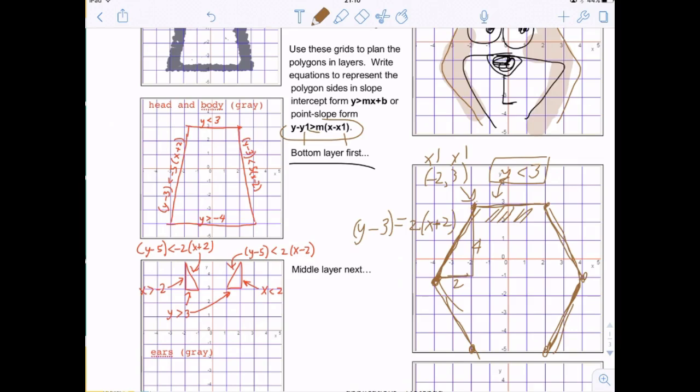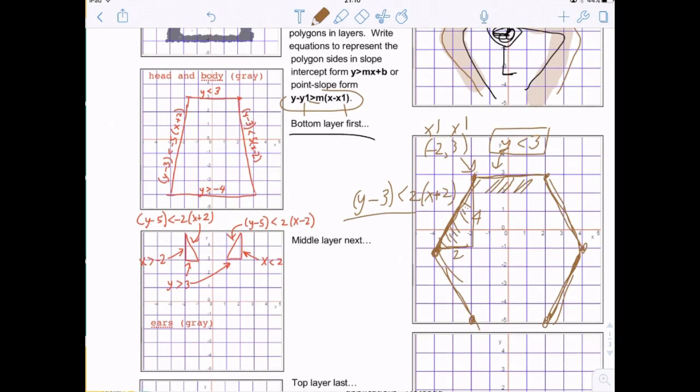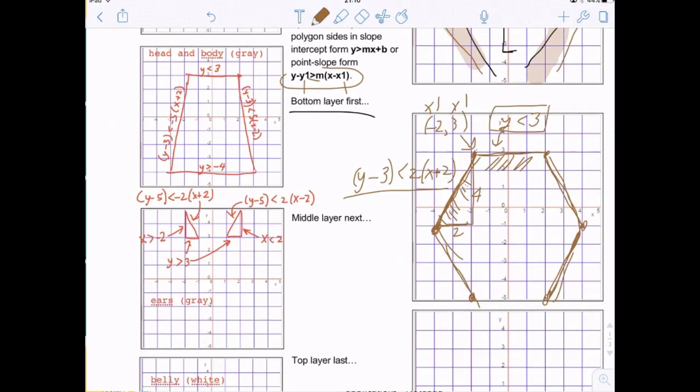And then basically in this case, we are going to shade below the line, right? And if we're going to shade below the line, then we're going to put here y - 3 is less than, okay? And so we continue on. We're going to write an equation for each one of these lines. This one here, this line, let's use this point here. This point here is -4, -1.